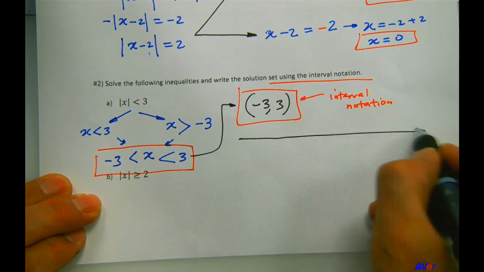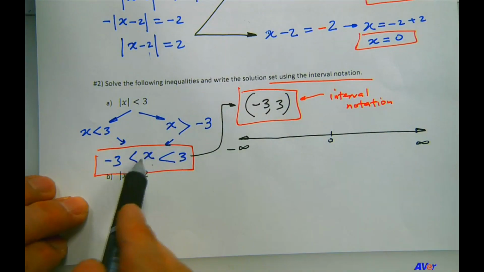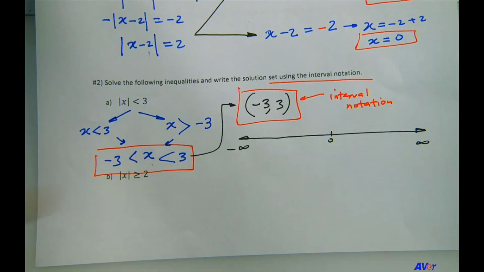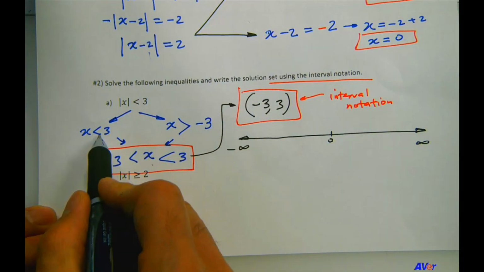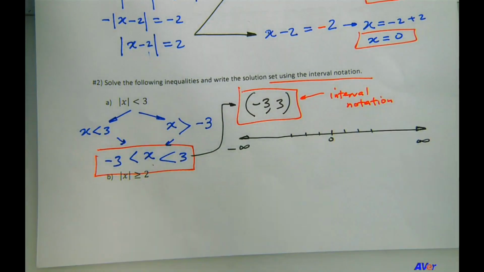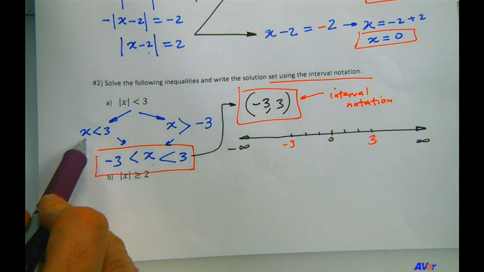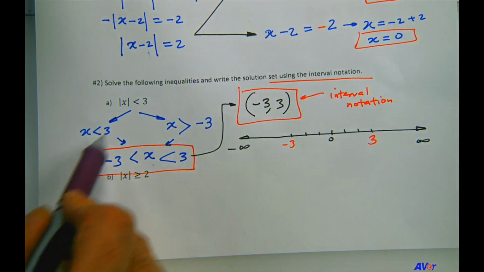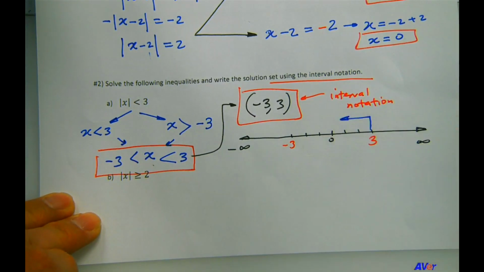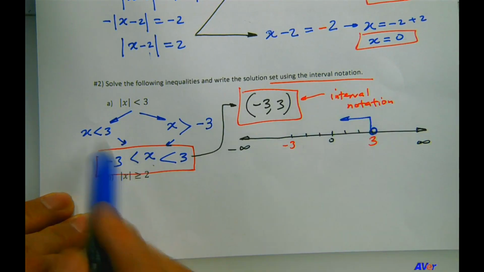Absolutely. So suppose we have -infinity to infinity, 0 in the middle, and let's look at the individual solutions, and then we'll find the overlapping region. So let me mark this off with 1, 2, 3. So we have 3 here and -3 here, right? This solution says x has to be less than 3. So that means x has to be this way, less than 3. And let me put a hollow circle there.